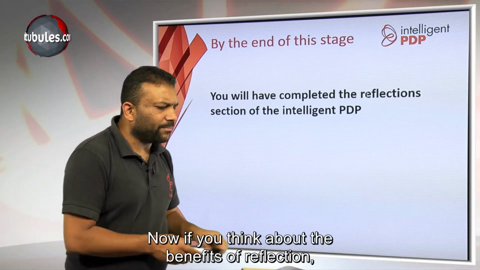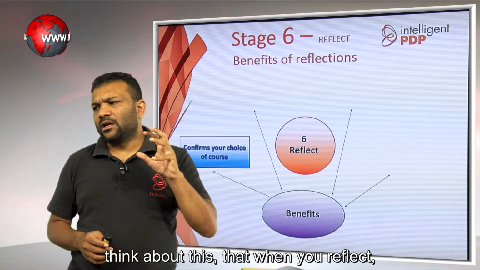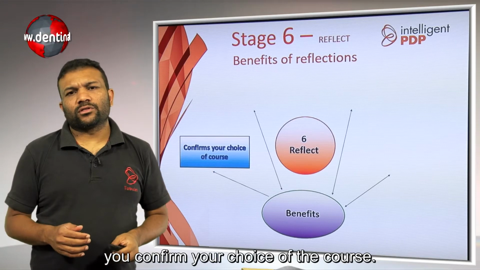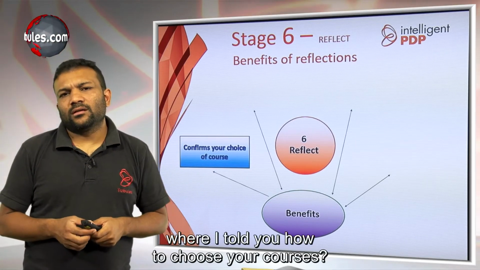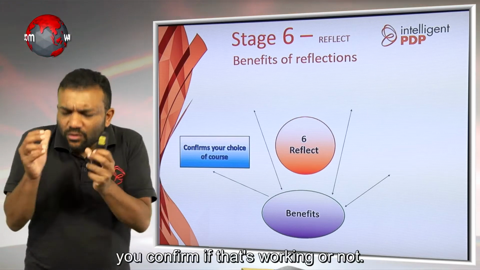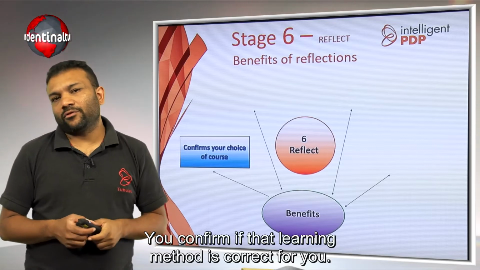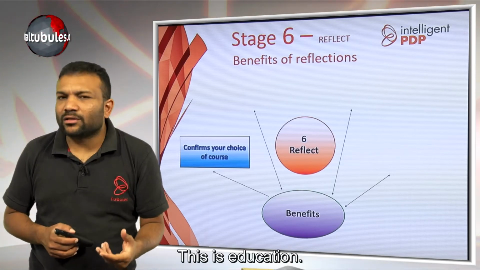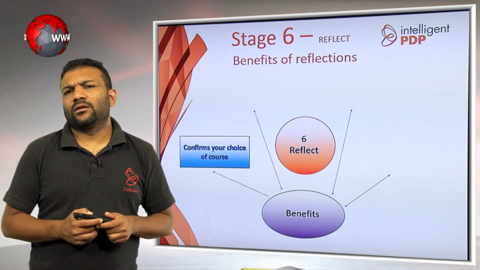Now, if you think about the benefits of reflection, think about this, that when you reflect, you confirm your choice of the course. Remember in stage 5, I told you how to choose your courses? I gave you some tips. You confirm if that's working or not. You confirm if that learning method is correct for you. This is education. You confirm how educational methods are working for you.